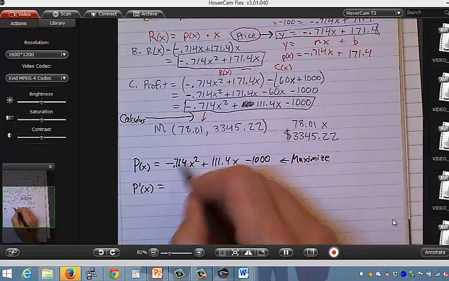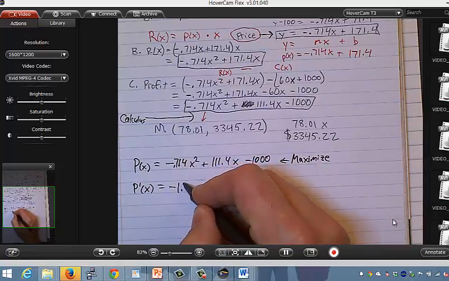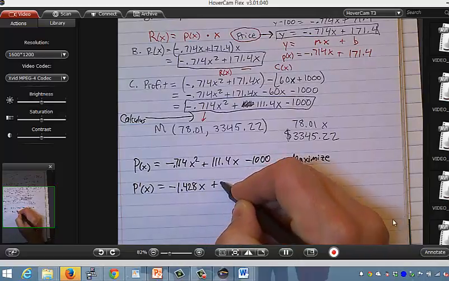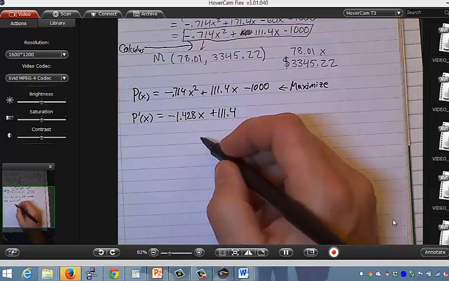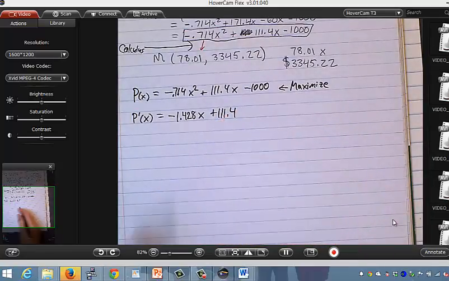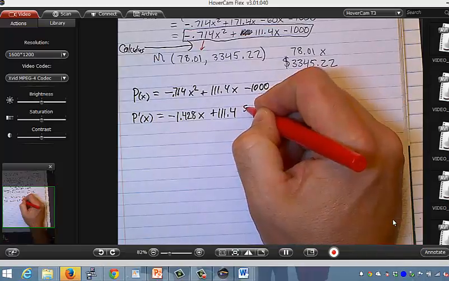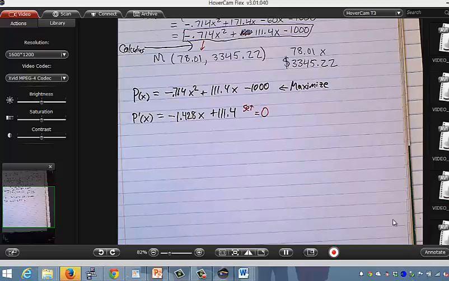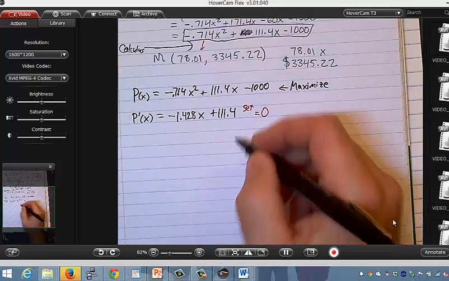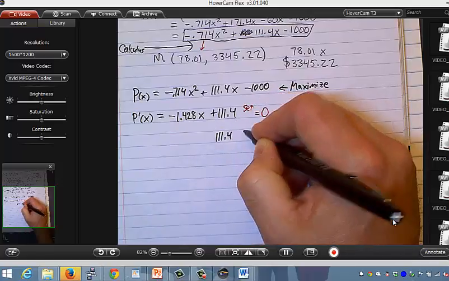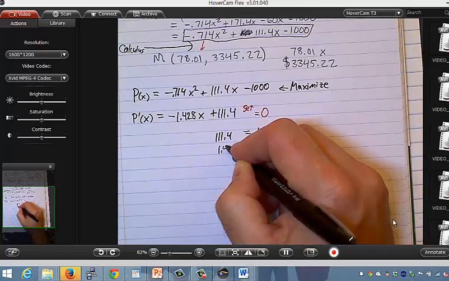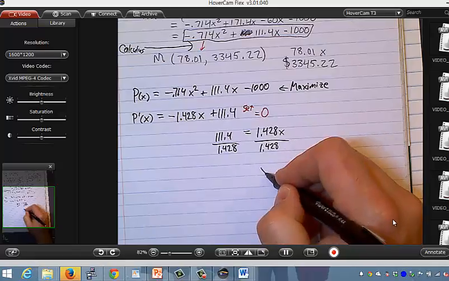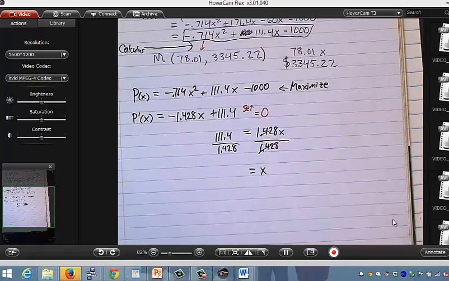We know how to do that at this point. So let's see, if I bring the 2 down, I'm getting negative 1.428x plus 111.4, right? So now I want to go ahead and solve for x. We set this equal to what? Zero. Yeah. Set the derivative equal to 0 to find the critical values. And so I get 111.4 is equal to 1.428x. So I'll divide by 1.428 on both sides, and I'll get what x equals. Over here, this cancels. So actually, I want a calculator now.